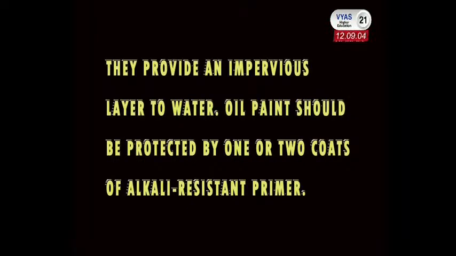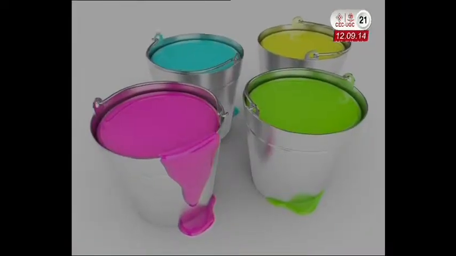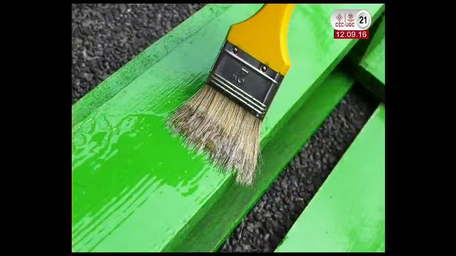Oil paints provide an impervious layer to water. Oil paint should be protected by one or two coats of alkali resistant primer. Synthetic enamel paints are the best choice for wooden and metal surfaces. They protect metal from corrosion.